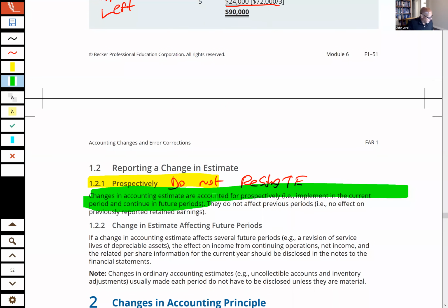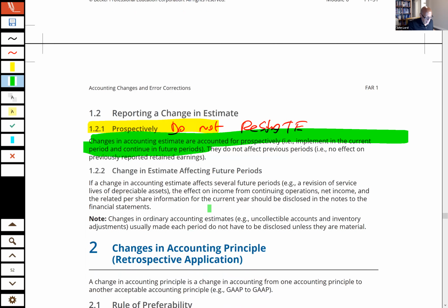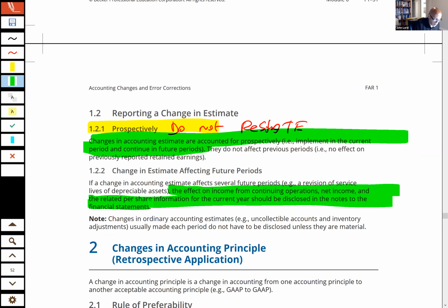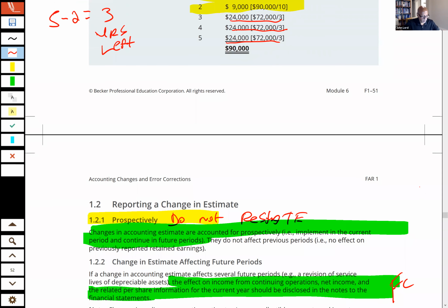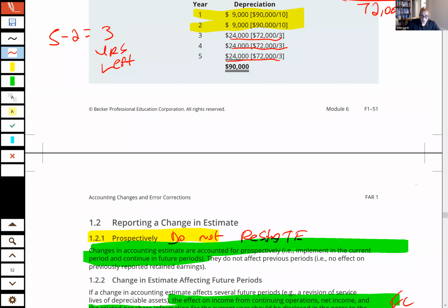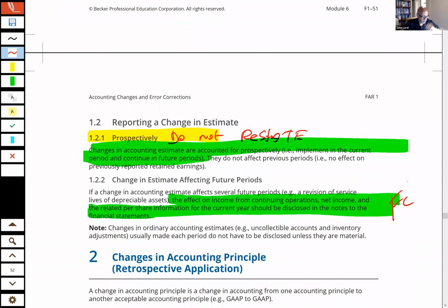Now, as that change in estimate is working its way through the financial statements, you should continue to disclose that you had that change in estimate. So you will disclose it obviously in year 3, but you should probably continue to disclose in year 4 and year 5 that you've had this change in estimate dealing with your depreciation of that particular asset.